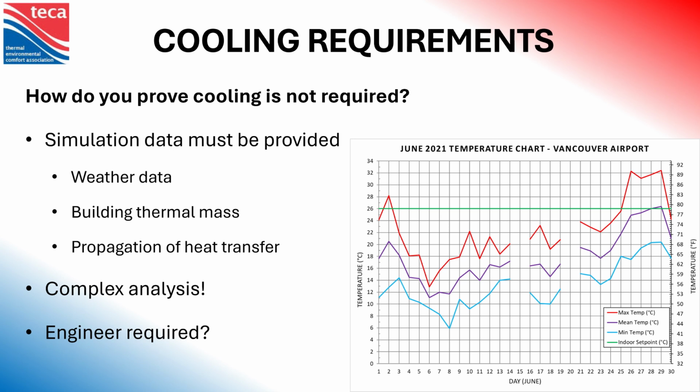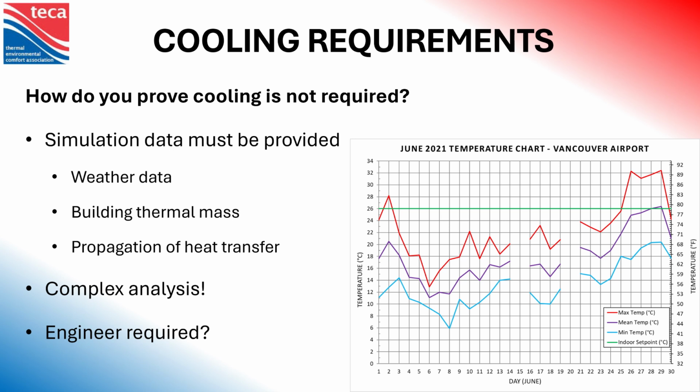So what do you need to provide in order to show that cooling is not required? And this is my feeling. Because as I mentioned, there's no guidelines, there's no explanation. I think you need simulation data because you're going to have to look at this time element that CSA doesn't have at all, right? As I mentioned, this is peak load. So it cannot model the propagation of heat through the building. So you're going to need weather data. You're going to need the thermal mass of the building. You're going to have to model that propagation of heat transfer through the building. And that is extremely complex.